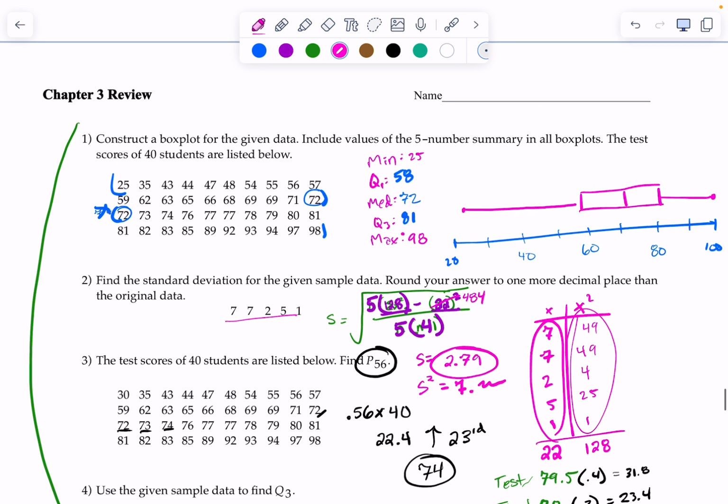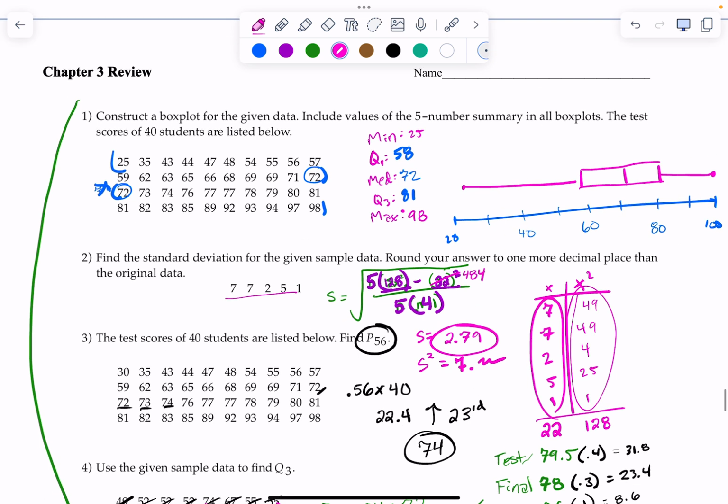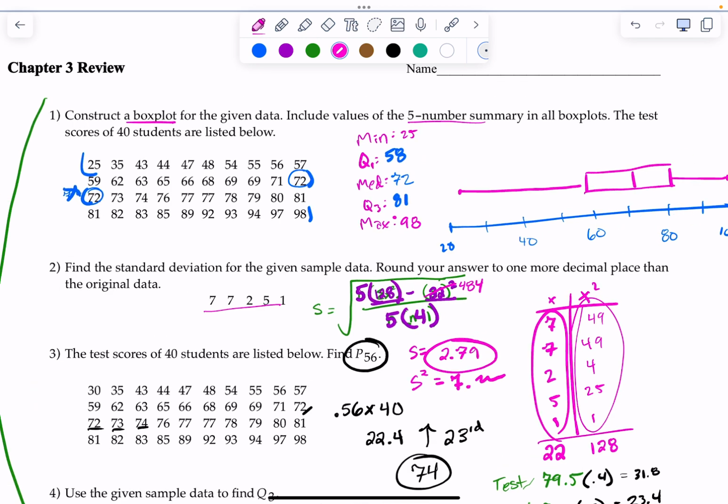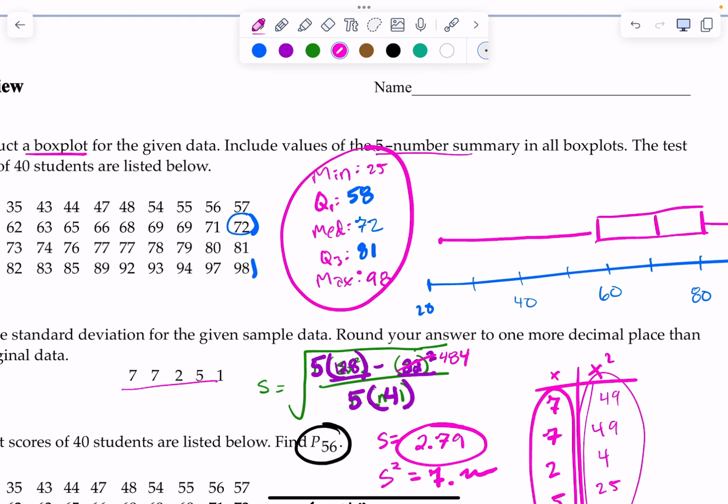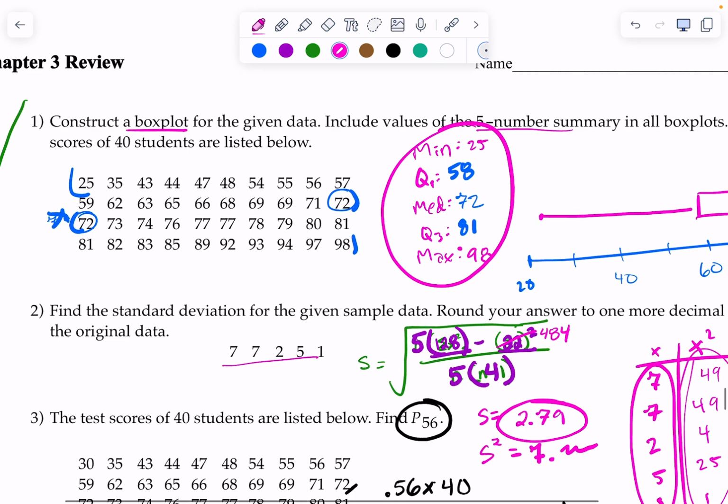Number 1. You people watching this video, it says construct a box plot, including the 5-number summary. Here's the 5-number summary. This is what we came up with. I think maybe you know how to do that, but check those with what you come up with. Okay. Make sure you can make sense of that.